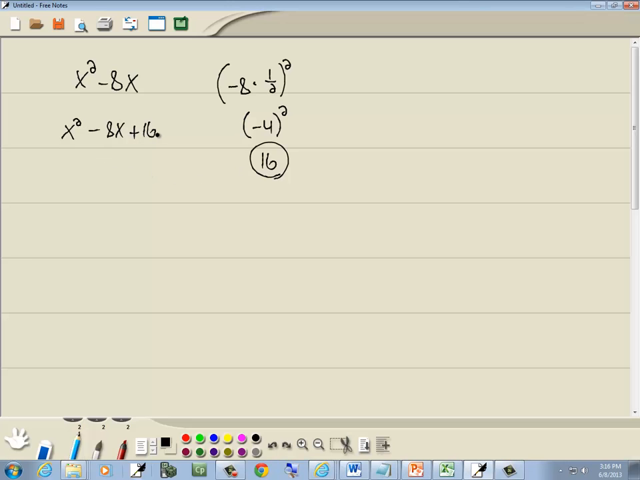So after you add the 16, then you want to factor this. Well, this factors as x minus 4 squared. Now remember the little trick on that: whatever number is in the parentheses right here, after a square, sign included, is always what goes right here. But those are your two answers for that problem.